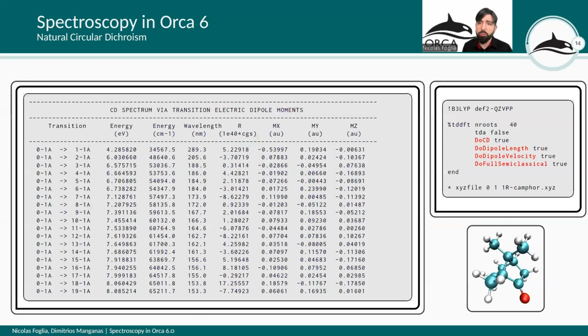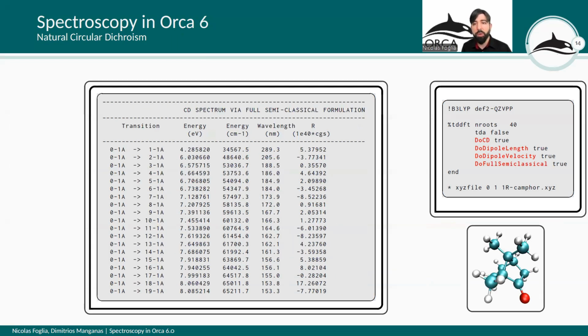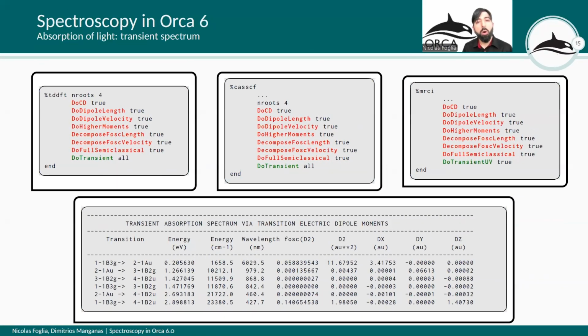Here I show you the results for the camphor molecule using the length formulation, using the velocity formulation, and using the full semi-classical light matter formulation. All these features are available in all ORCA modules, and also in transient spectrum calculation in TDDFT and MRCI. We also included a new transient spectrum calculation in CASSCF as requested in the forum, and the keywords to use are exactly the same as the TDDFT case.